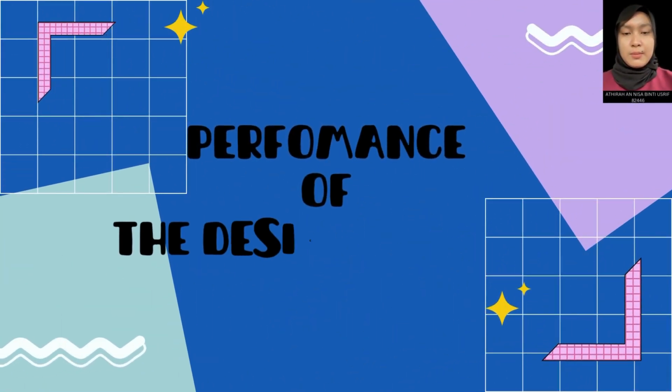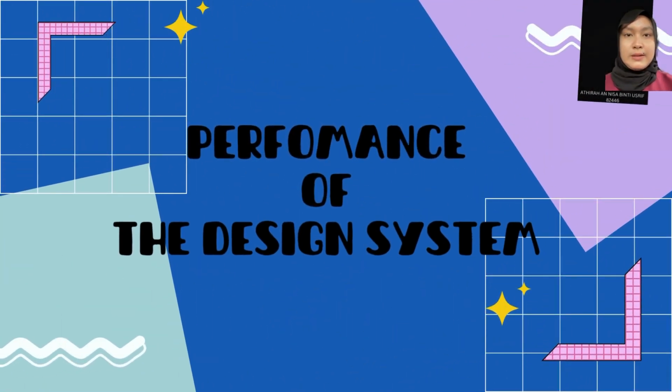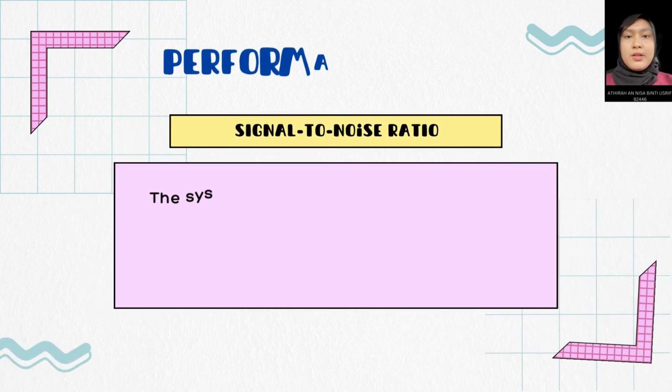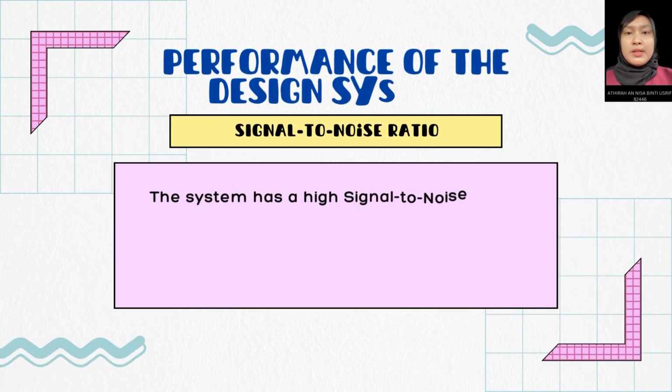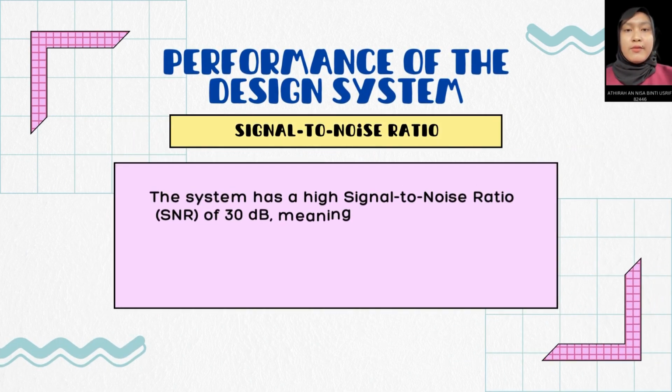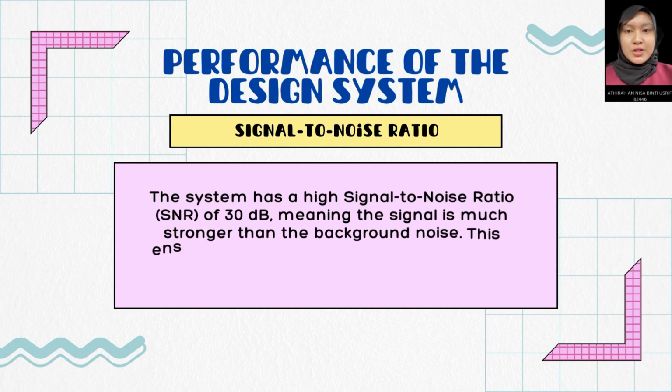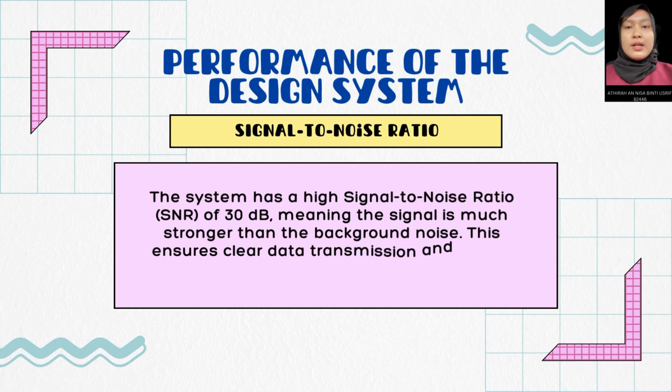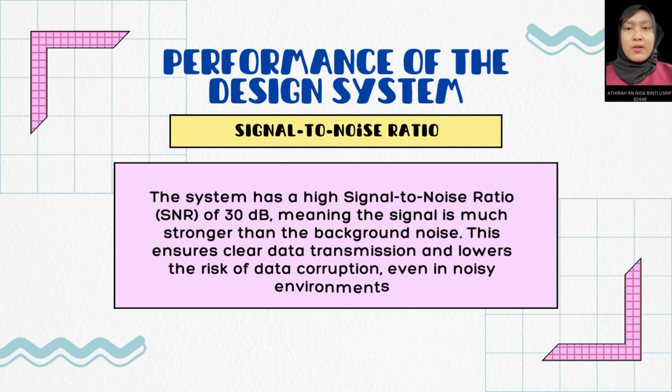Next, we'll be talking about the performance of the system. There are three main areas of remarkable performance in the simulation result of the developed pulse code modulation system for secure data transmission in financial transactions, which are signal-to-noise ratio, system responsiveness, and error rates.